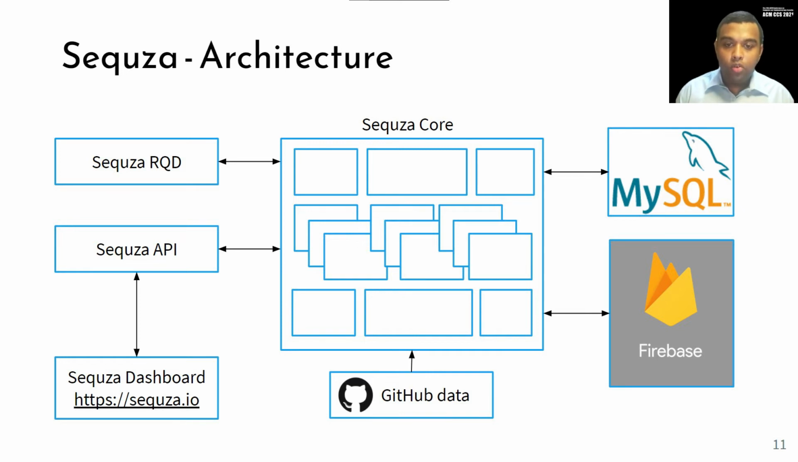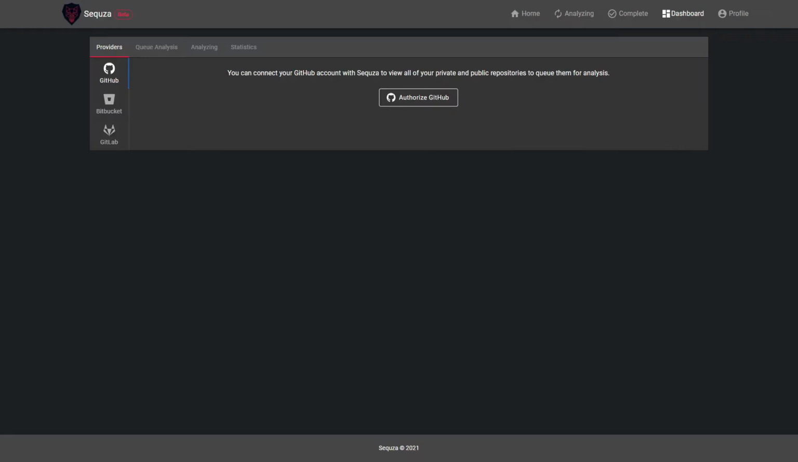The overall architecture of Sequza is comprised of Sequza Core, which handles all the analysis tasks and stores the results. Sequza API provides access to the analysis results. Sequza RQD provides central maintenance, while Sequza Dashboard is the user interface where users can interact with the Sequza system. Now let's move on to the demonstration of Sequza.